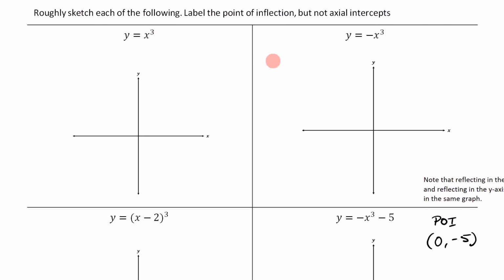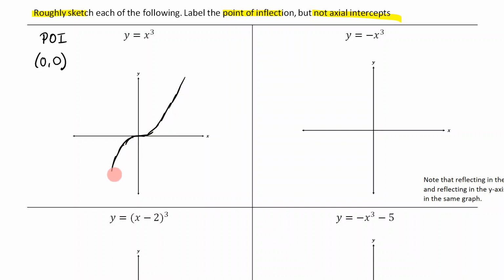So the instructions here are simply to roughly sketch each of the following, labeling the point of inflection, but not axial intercepts. Perfect. So let's give this a go. The first one is just a general cubic like this. So let's first just state what our point of inflection is. Point of inflection is going to be 0, 0. What I normally like to do is just put that flat point there, and then go up from there, and then go down from there. And let's label our point of inflection. It's going to be here, 0, 0.